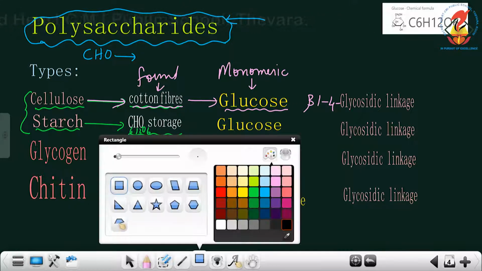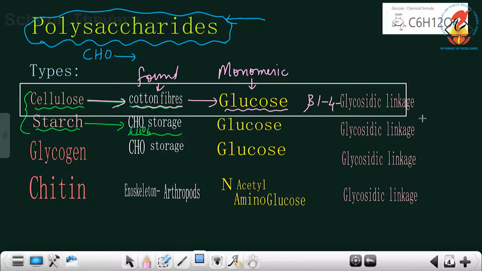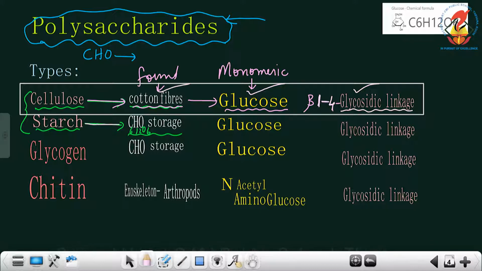So once again, about cellulose, which is the most common polysaccharide, taking the 4 parameters. Where are they usually found? They are found in cotton fibers. Then the monomeric units are glucose, and the repeated glucose units are connected by the glycosidic linkage, to be specific, beta-1,4 glycosidic linkage. Next is starch.